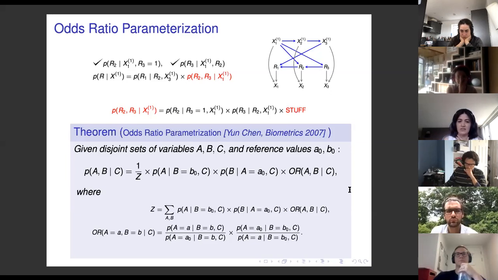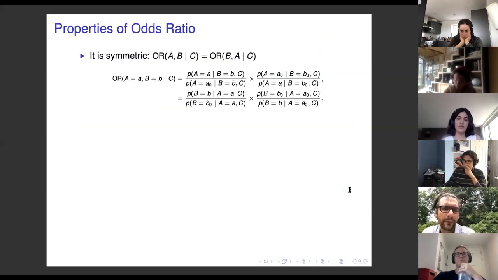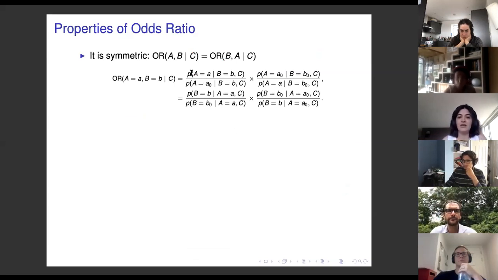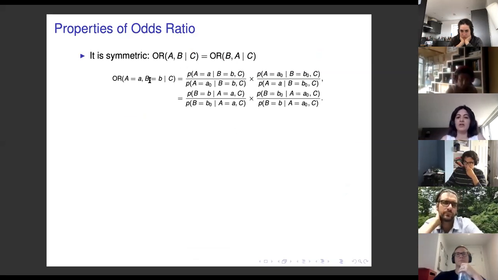So let's look at some of its characteristics. The odds ratio is symmetric. What that means is that in order to define the odds ratio, besides using the odds of A, I can use the odds of B.